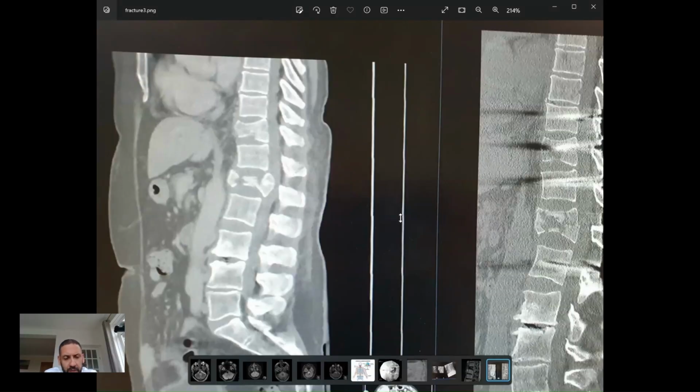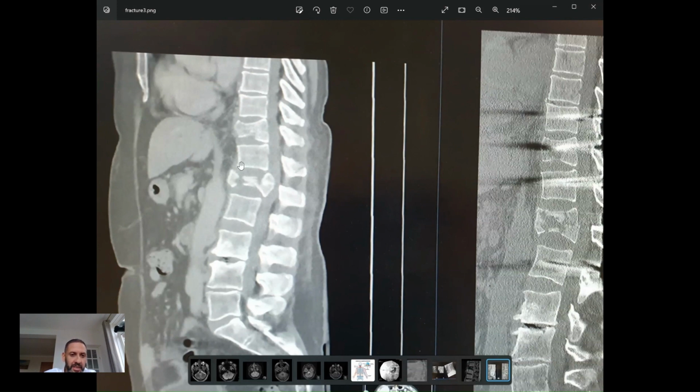It takes a fair bit of force to cause a fracture of the spine. It usually happens from vertical loading, so a fall from a height landing vertically, or high-speed road accident collisions, where these compressive forces cause a bone to fracture.